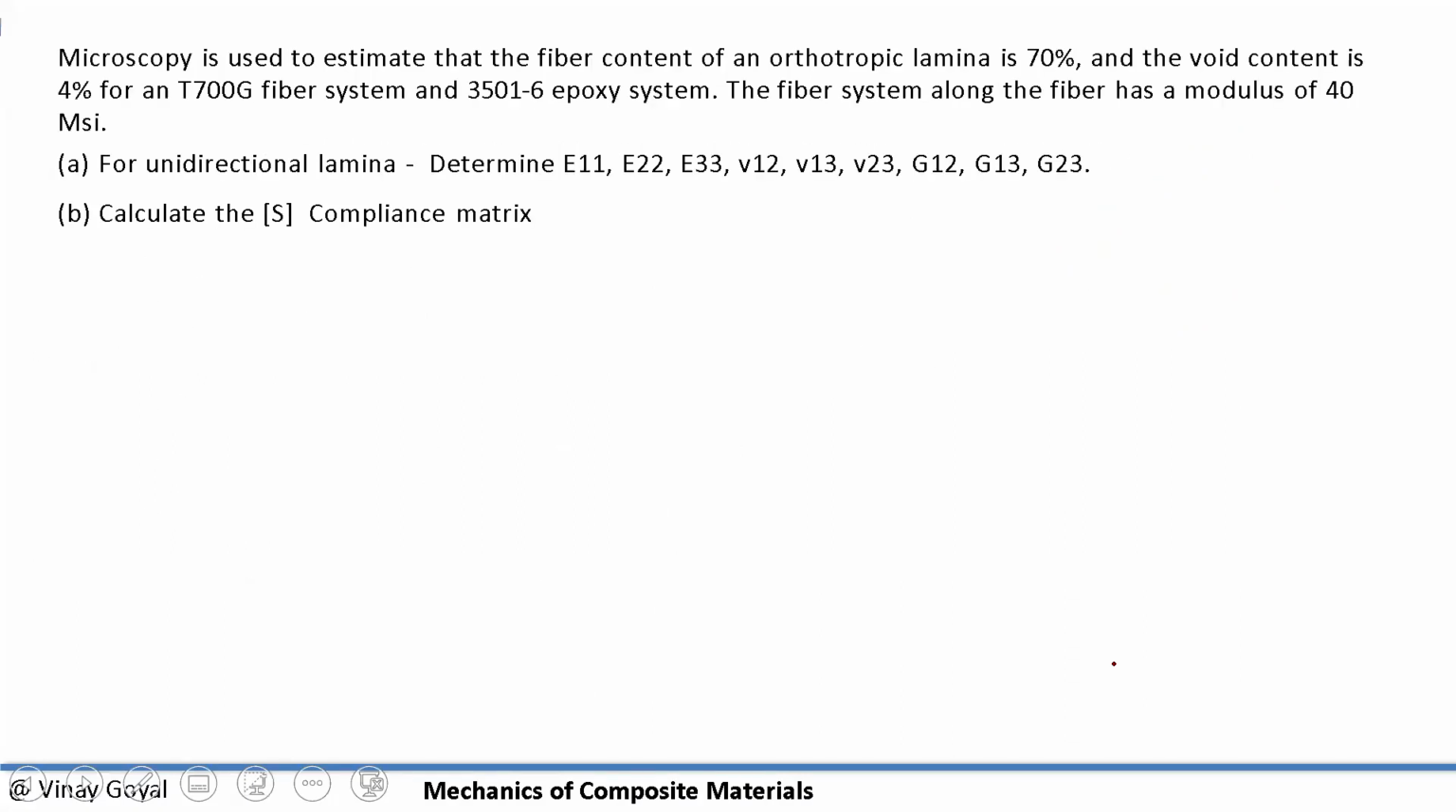And so let's choose an example here. We want to determine this data. We have no testing, but we want to estimate it because we're early in the design process. We have to start with something. And microscopy was used from experience, and 70% volume fractions was found. Typically, void content 4%.